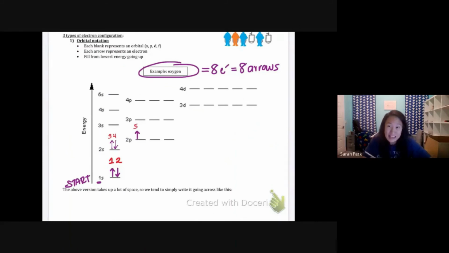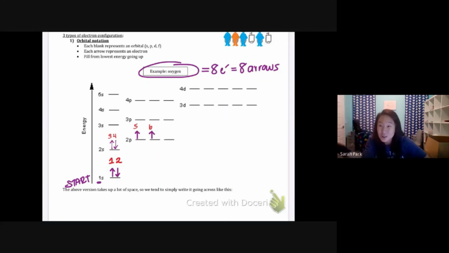So if I put electron 5 in this bedroom, then where would electron 6 go? It can't go in this bedroom, it has to go in the next bedroom. So electron 6 goes here. And we always go up, up, up before we go down, down, down.